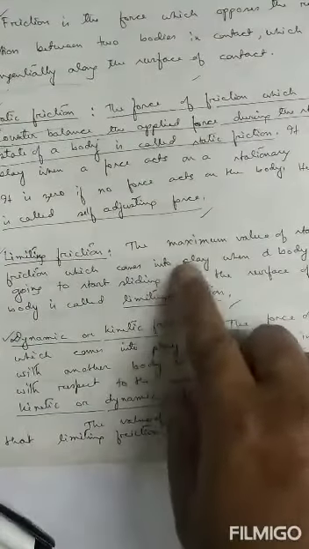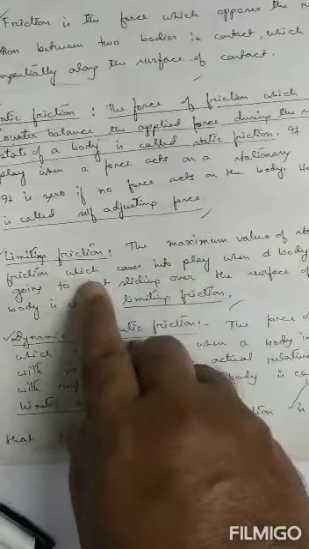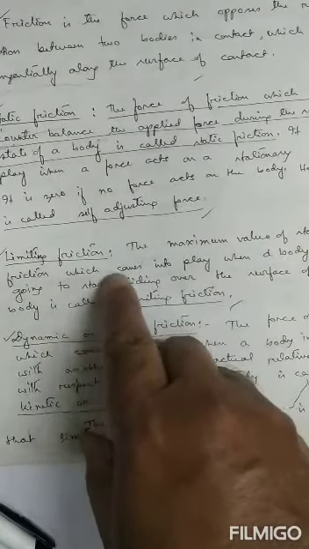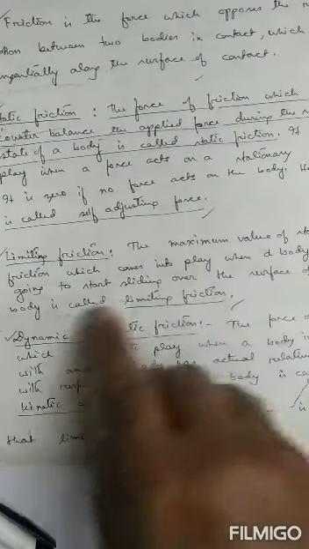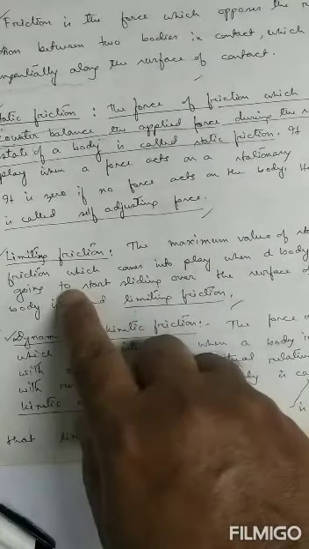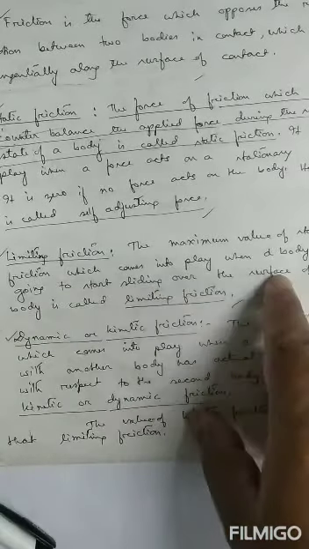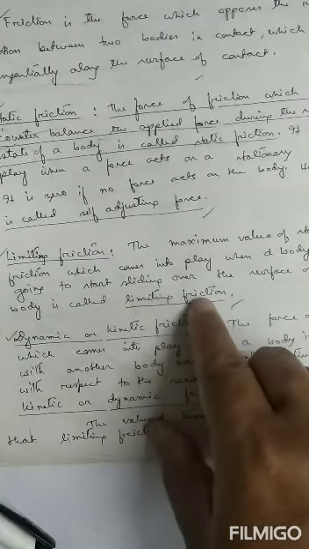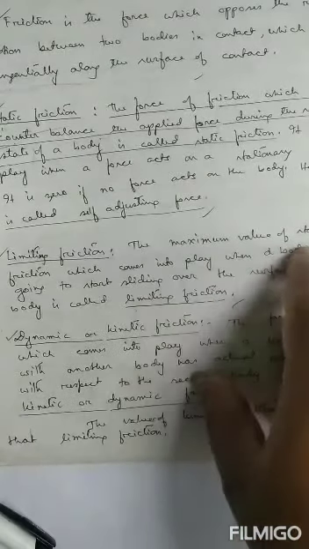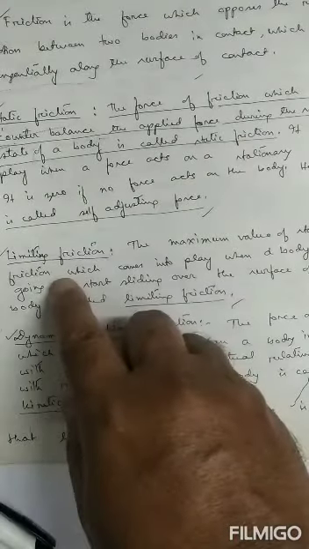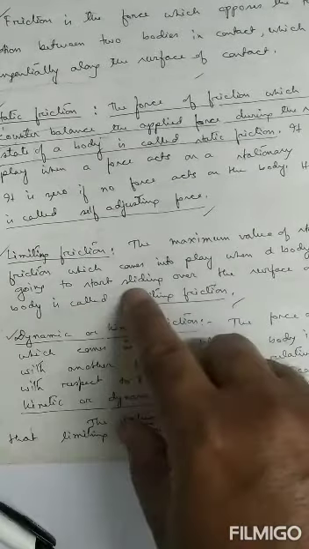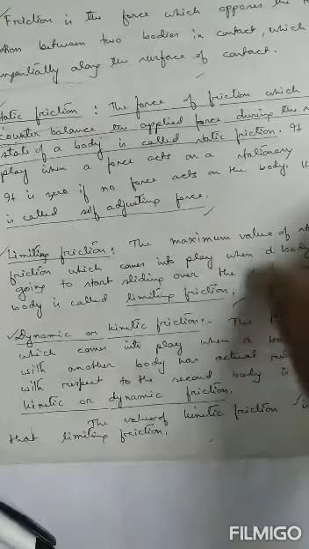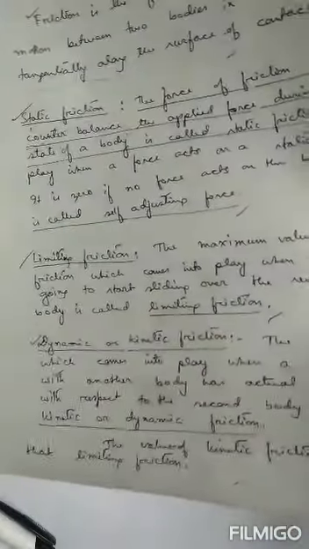So, what is limiting friction? The maximum value of static friction which comes into play when a body just begins to start sliding over the surface of another body is called limiting friction.